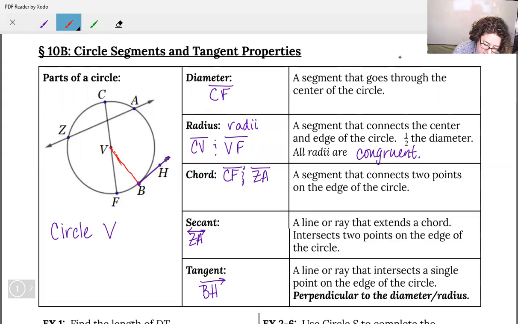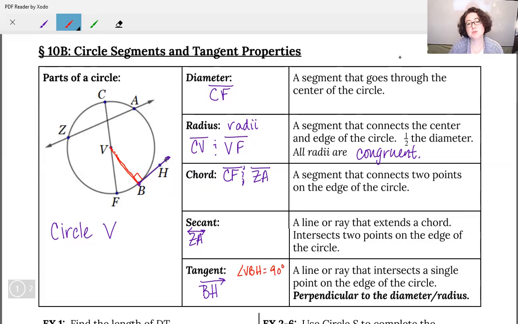So if I draw in a line there, it does look indeed like it is perpendicular, like it makes a right angle. So let's go ahead and draw that in at B. So angle VBH is 90 degrees. So let's actually write that in. So angle VBH equals 90 degrees.